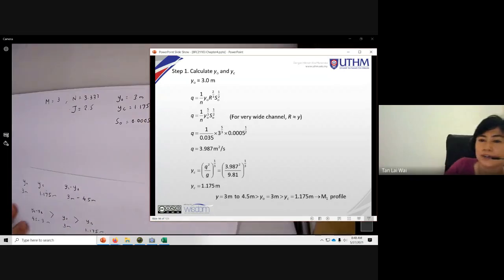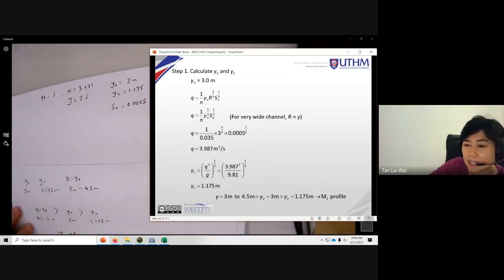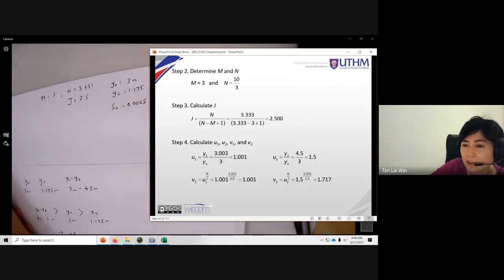Okay, now you have that ready. Now step 4, look at this. You need to calculate for U1, U2, V1, V2. By now the formula for U you should know is Y1 over Y0, and for U2 it is Y2 over Y0.